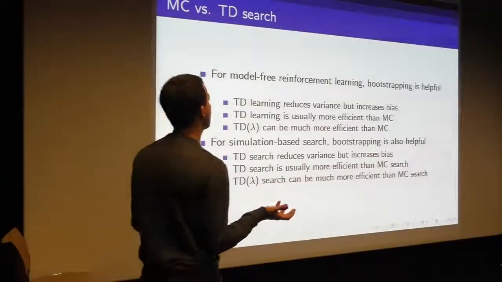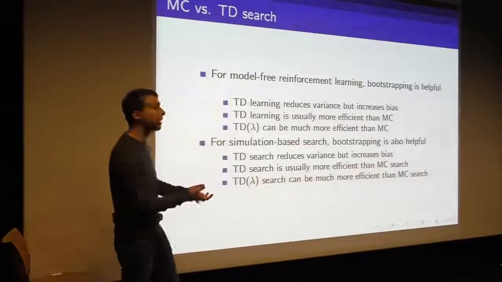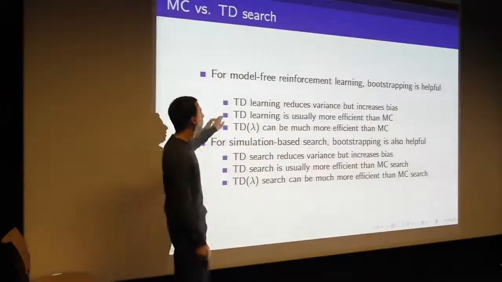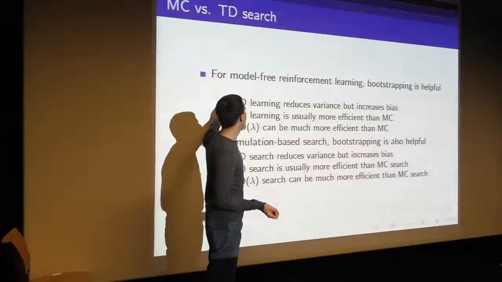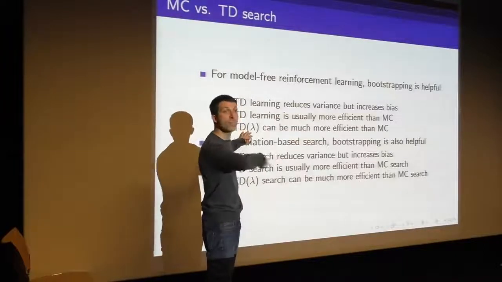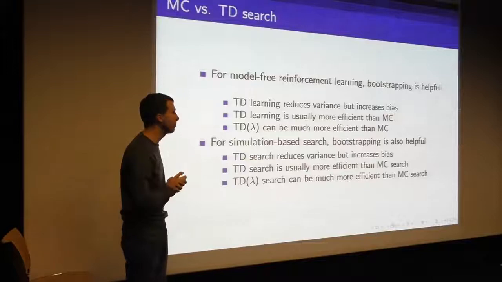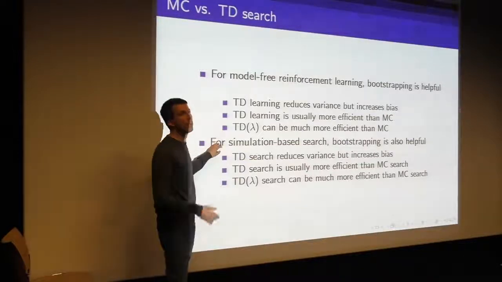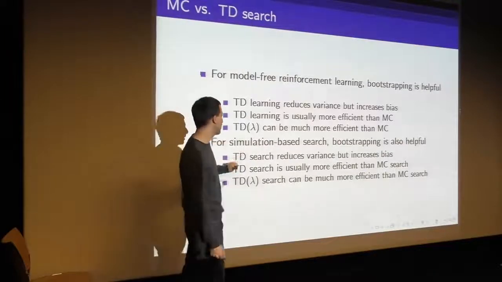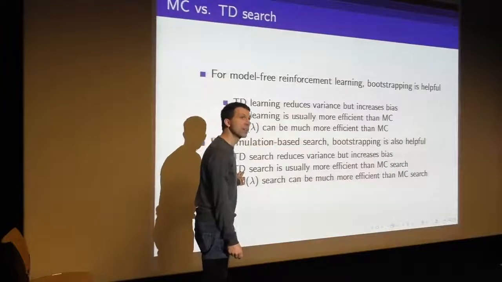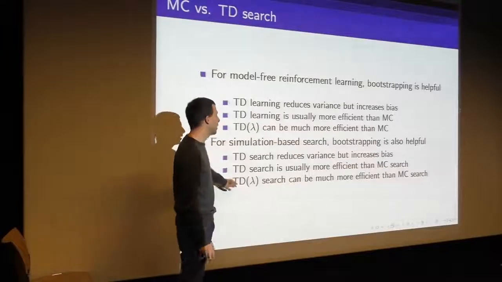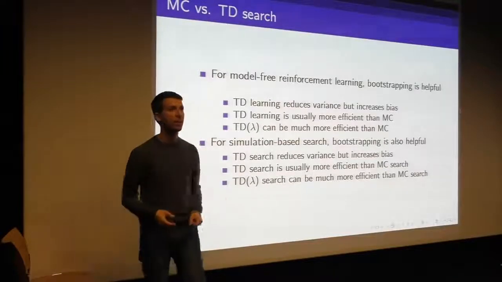And so why should we do this? Well, because we've seen that bootstrapping is helpful. We've seen when we're doing model-free RL, when we're not planning, but in our usual setting of just reinforcement learning, we saw that TD learning reduced variance. It could be more efficient than Monte Carlo. And when we found this lambda parameter, we were often much more efficient by trading off between Monte Carlo and bootstrapping. And the same is true when we use these planning methods for simulation-based search. So TD search can reduce the variance and increase the bias. It's usually more efficient. There are some exceptions to that, but on the whole, it can work very well. And if you choose the lambda parameter well, you can do much better than Monte Carlo backups.